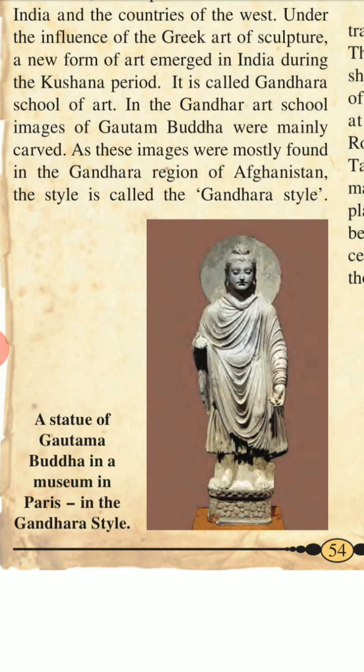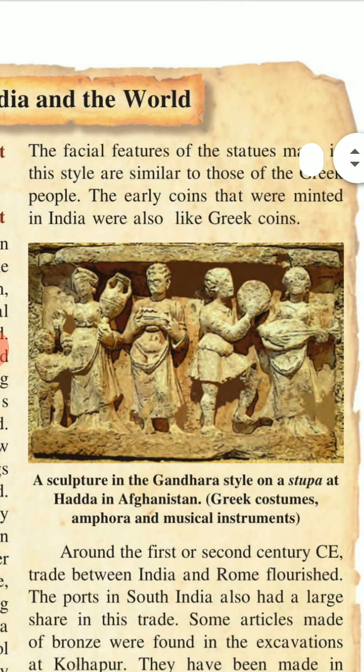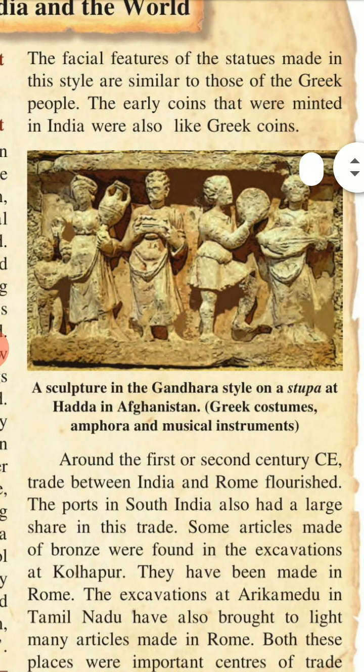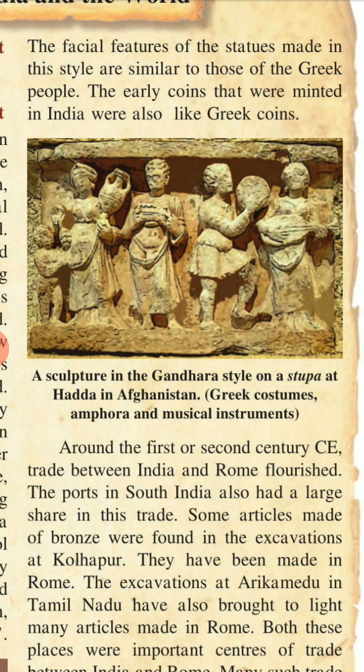Statue of Gautam Buddha in a museum in Paris in the Gandhara style. The facial features of the statues made in this style are similar to those of Greek people. The early coins that were minted in India were also like Greek coins. A sculpture in Gandhara style on a stupa at Hada in Afghanistan. Greek costumes, amphora and musical instruments.